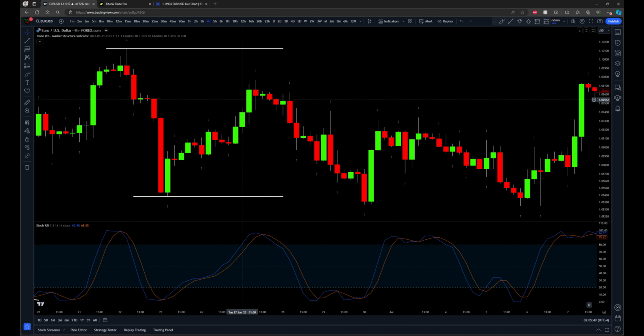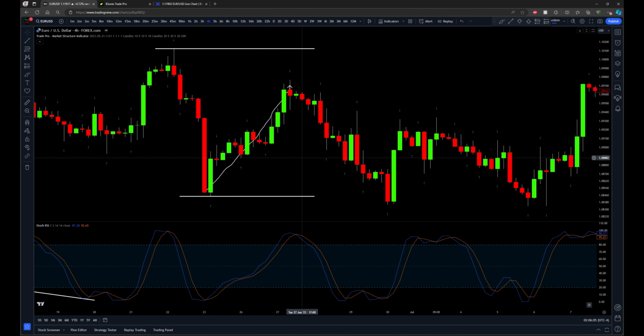So what do we get? We get a pullback now in bear structure and reset. So we got the reset here on our stochastic. This is a nice smooth look. Cross down. We start heading down. We're in bear structure, and this is a nice pullback. This is deep pullback into this midpoint, at least maybe the 0.618, 0.786 Fibonacci. You can put that in there as well.